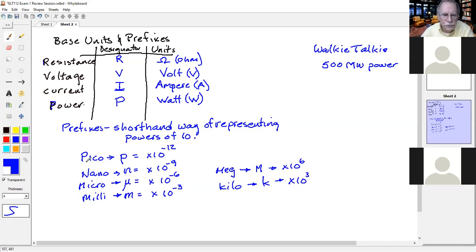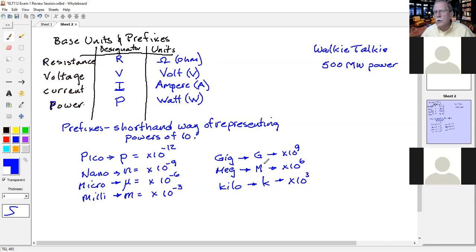So anyway, you have to be careful that when you write an M, you're very clear that it's either a lowercase m or a capital M. All right, that's definite. And the other is giga, and that's capital G, and that's times 10 to the 9th. So those are the ones that are commonly used in electronics.